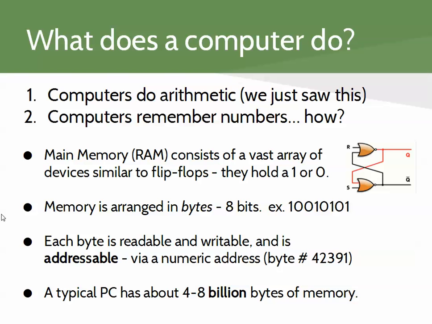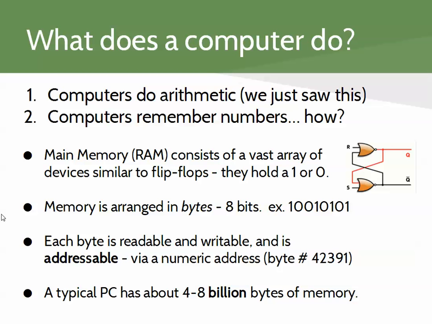One of the fundamental units of memory: we don't typically think of memory in terms of individual bits. We normally think of it as a series of bytes. A byte is just a group of 8 bits. There's nothing specific or different about a byte. A byte is just a logical grouping of 8 consecutive bits in memory. Now each byte is readable and writable.